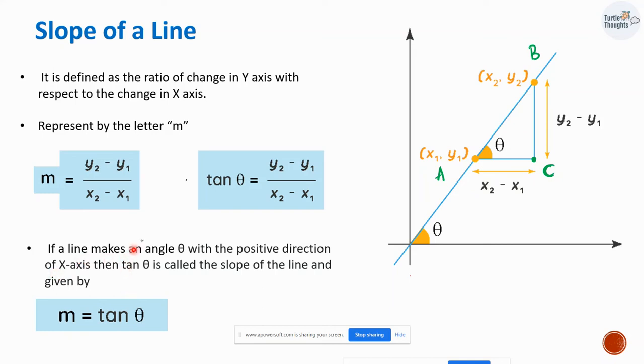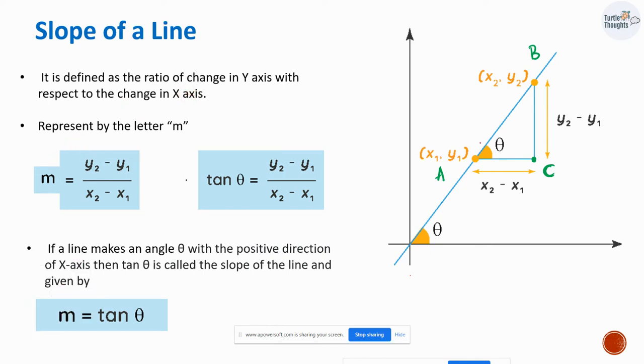Good evening, everyone. We are going to continue with chapter 10, straight lines. The topic we have for today is slope of a line. Slope of a line is defined as the ratio of change in x axis with respect to the change in y axis. It is represented by the letter m.